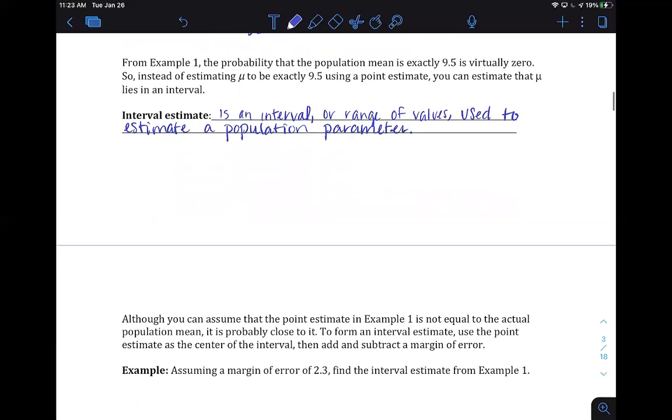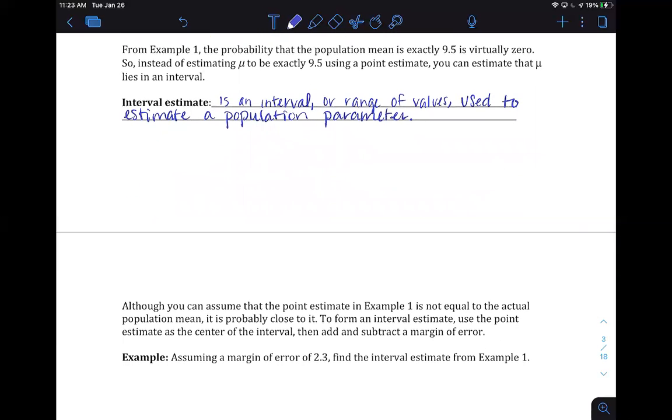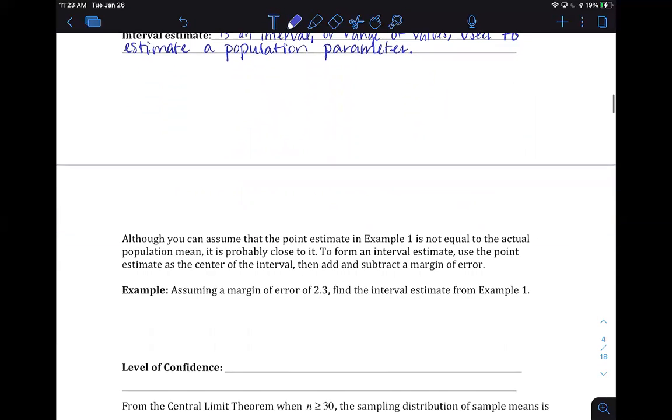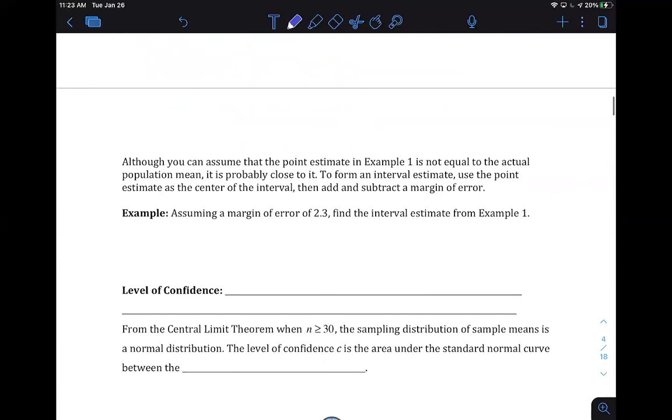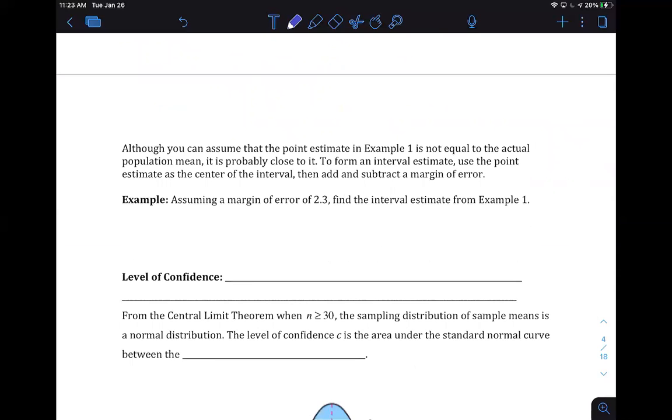So although you can assume that the point estimate in example 1 is not equal to the actual population mean, it's probably close to it. So to form an interval estimate, we're going to use the point estimate as the center and then add or subtract a margin of error. So we're going to assume that our margin of error is 2.3. And we just found that our point estimate, X bar, was 9.5.